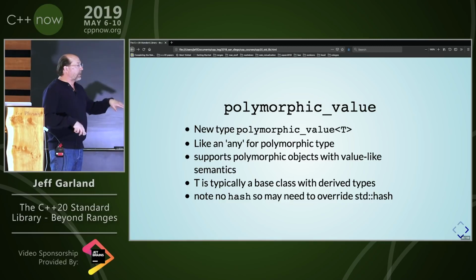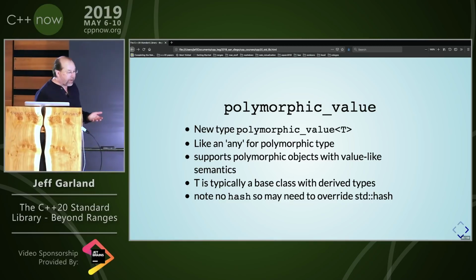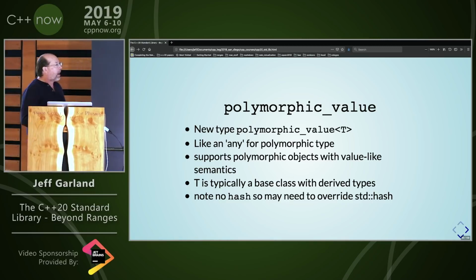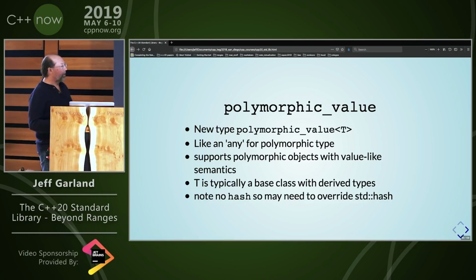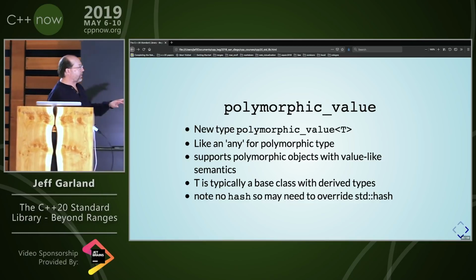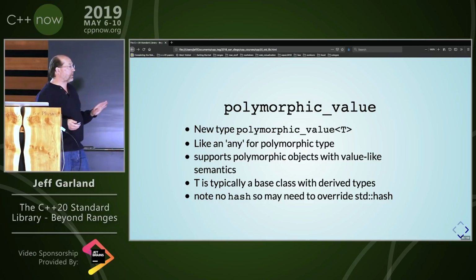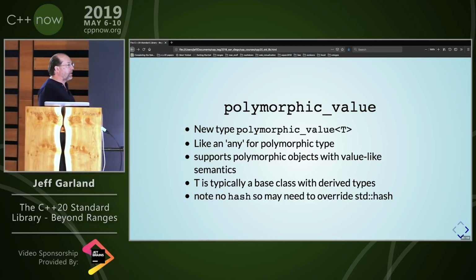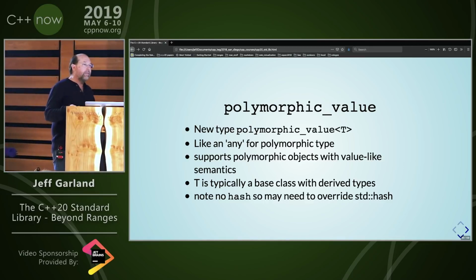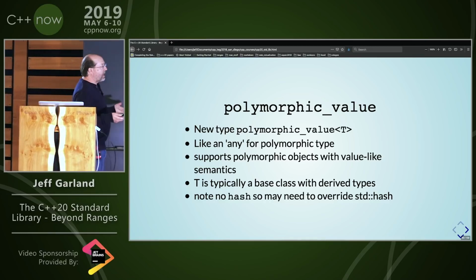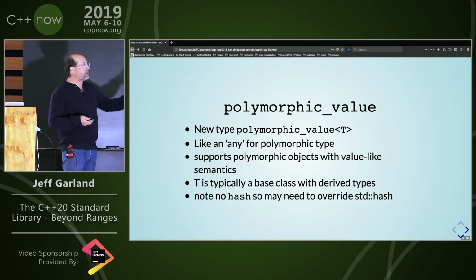And so you're basically going to have typically a base class and derived types that you plug into this thing. And I'll show you a little bit of an example. We're going to go through it real quick though. One thing to note is that there's no standard hash for this. So if you're going to use polymorphic objects with hash containers, you're going to need to write a hash. But of course that makes sense, because how would the standard know how to hash your types in this particular case?